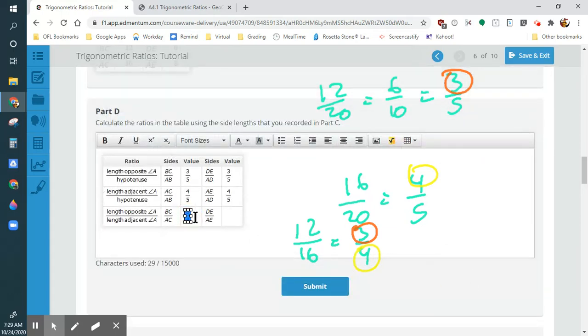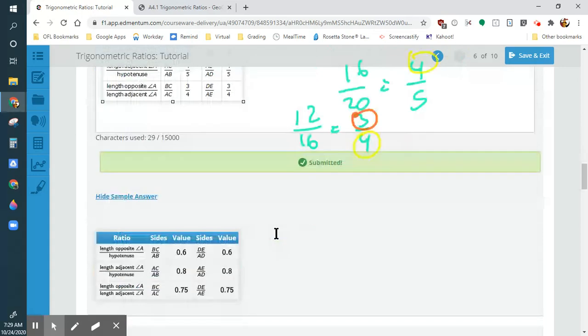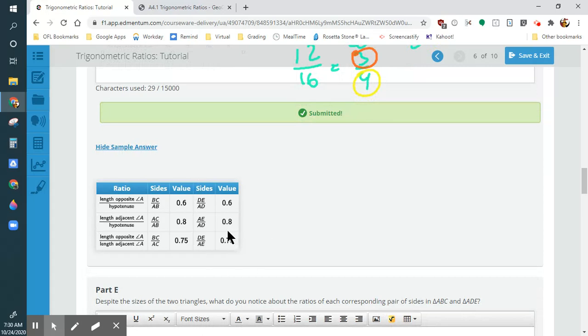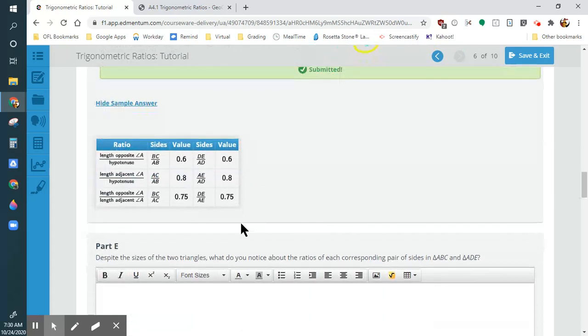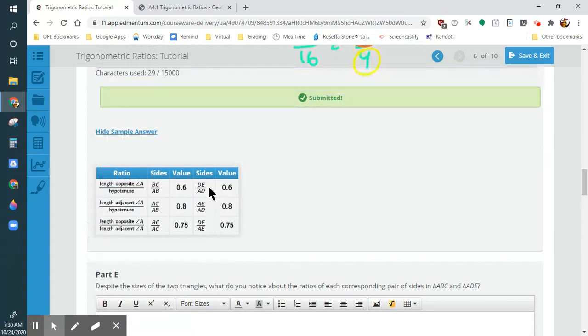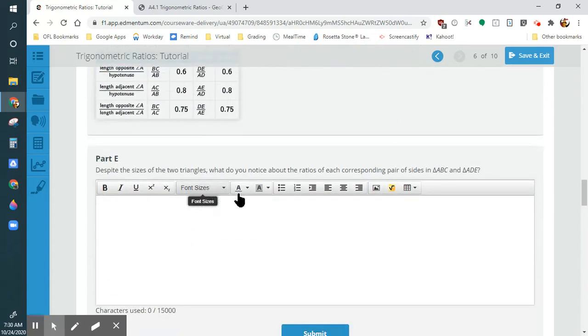Now I'm going to Control C. Use my wrong finger to do Control V. There we go. Perfect. So I'm going to submit that. They divided it out and put the decimal. It's the same thing. They wanted the decimal just in case you had trouble reducing. So, like I said, they're very nice on this activity.